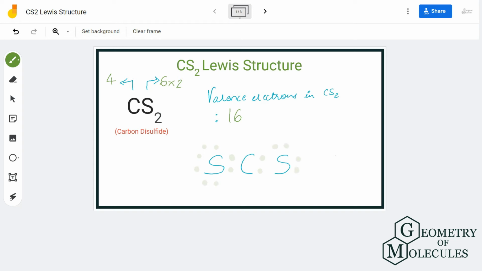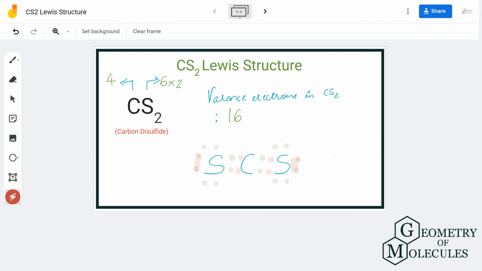So here you can see that although we have used 16 valence electrons, the octet for the carbon atom is not complete because it only has 4 valence electrons in its outer shell, whereas both sulfur atoms have 8 valence electrons. So what we can do is move electrons from sulfur to between sulfur and carbon and share those electrons, which can help carbon complete its octet.